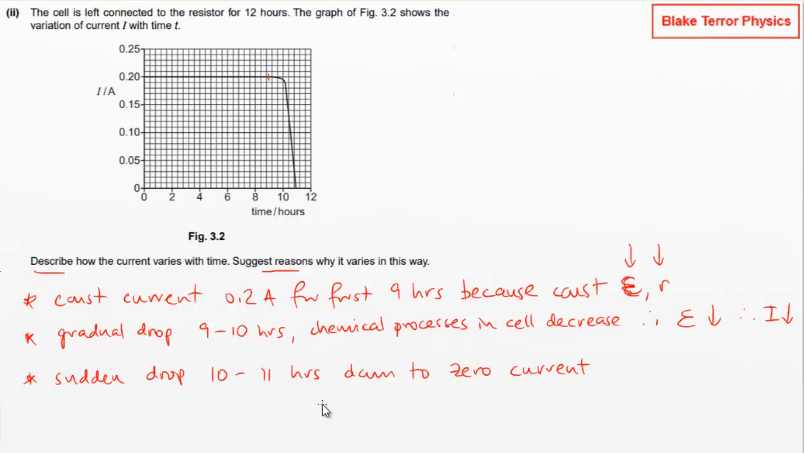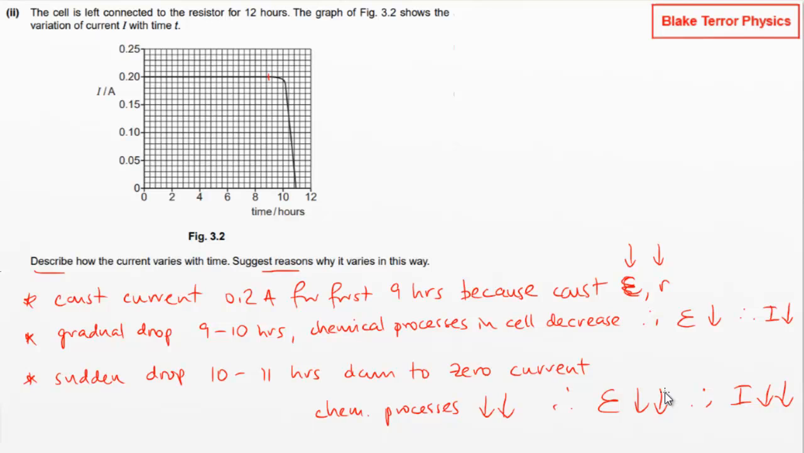And then for the last bit, we can say the same thing. And we can say that these chemical processes are decreasing more rapidly, so down much quicker. Therefore, the EMF goes down much quicker. Therefore, the current goes down much quicker. So you can just translate that into actual words.